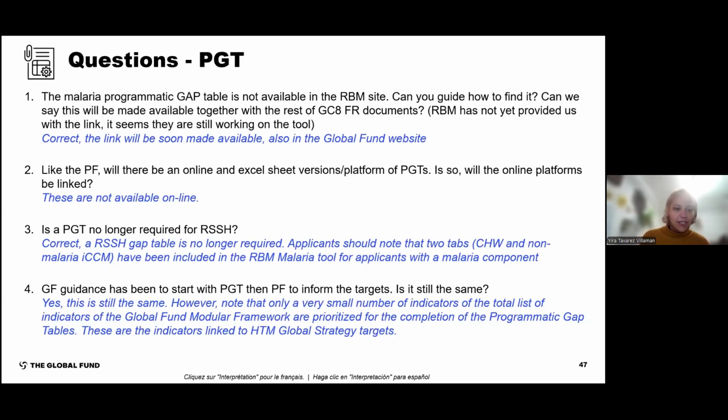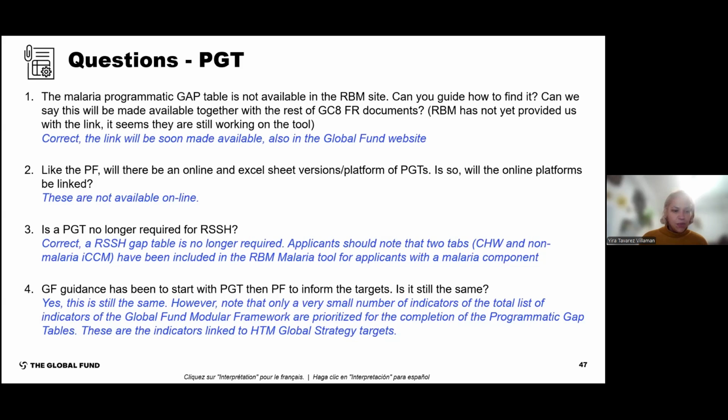Then the first question, with regards to the malaria programmatic gap table, which is not yet available: yes, the link will soon be made available on our Global Fund website. The second question is whether we will have the programmatic gap tables online like the PF. Please note that the programmatic gap tables will remain as an Excel file that applicants will be able to download from our website. So these will not be online. You can download them from the Global Fund website.